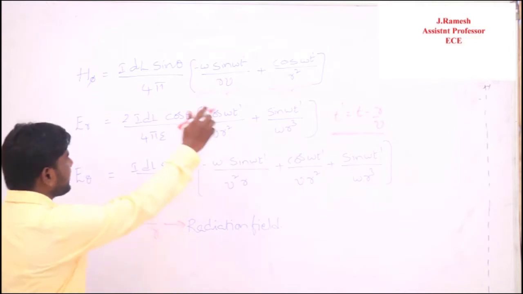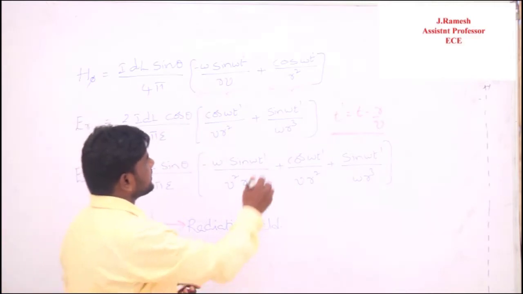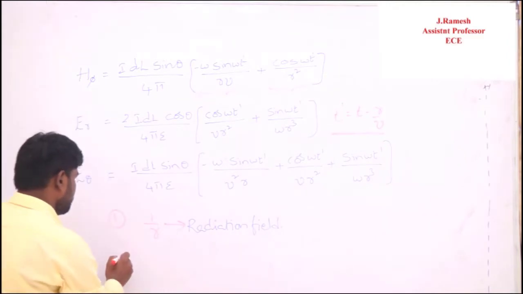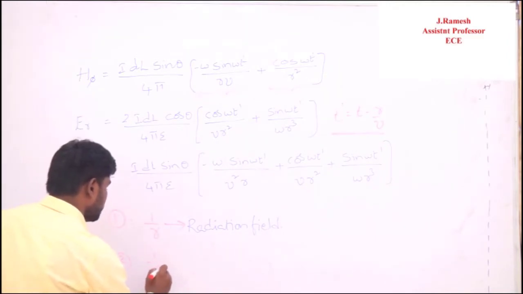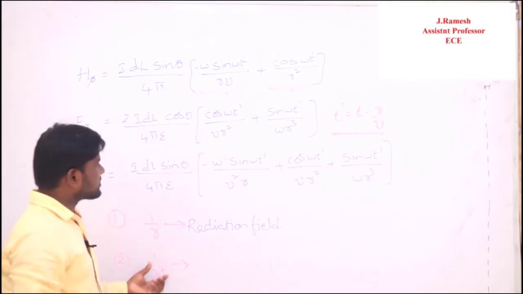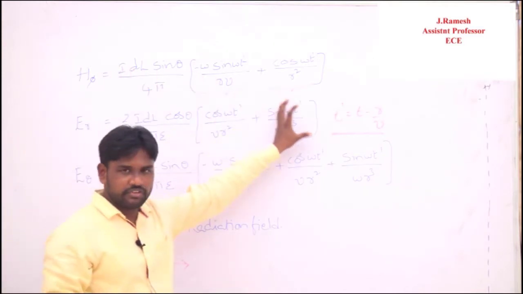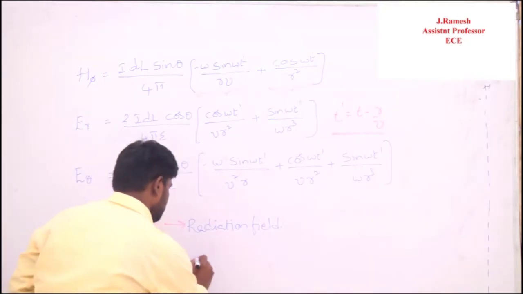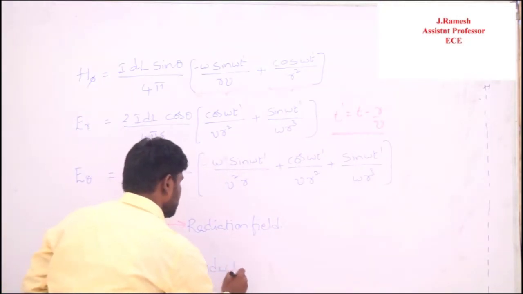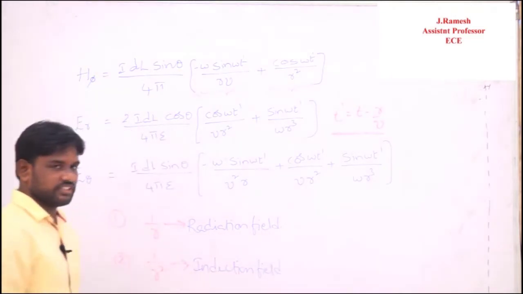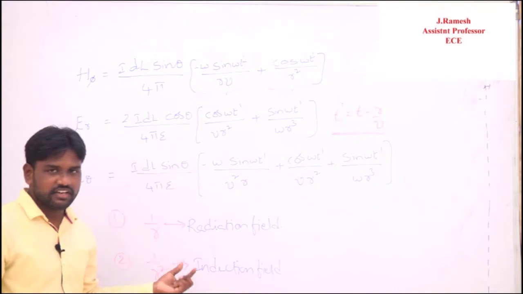If you see the second term, this term consists of r square. That means it is inversely proportional to the 1 by r square term. This complete term, we name it the induction field. So this is the radiation field, and this is the induction field.